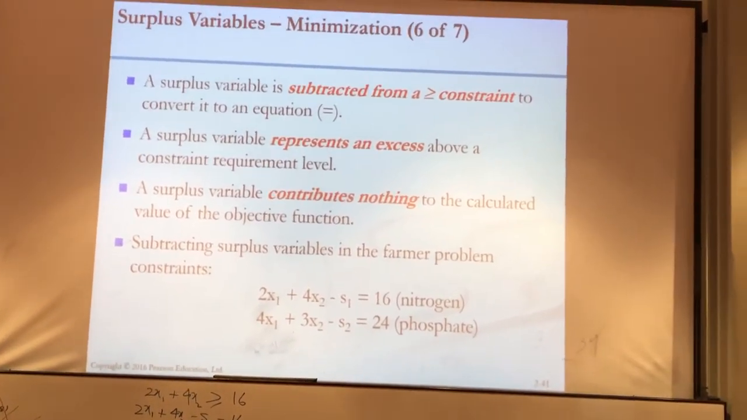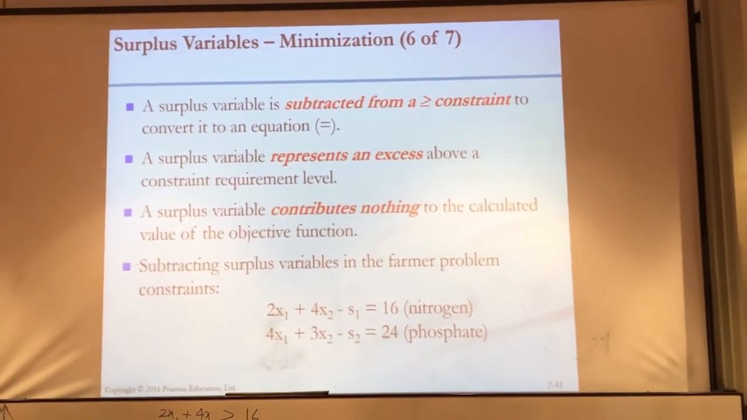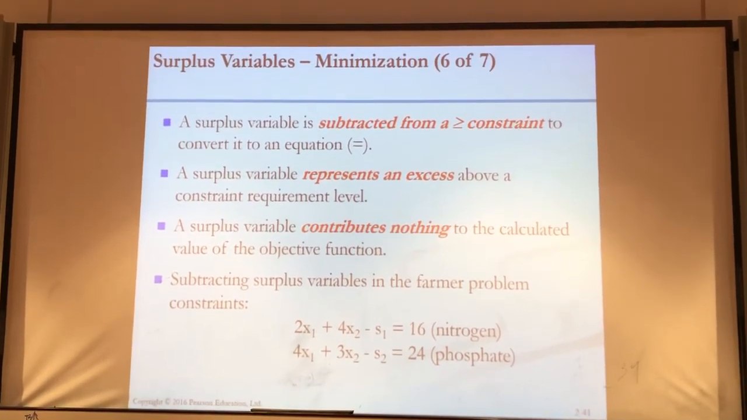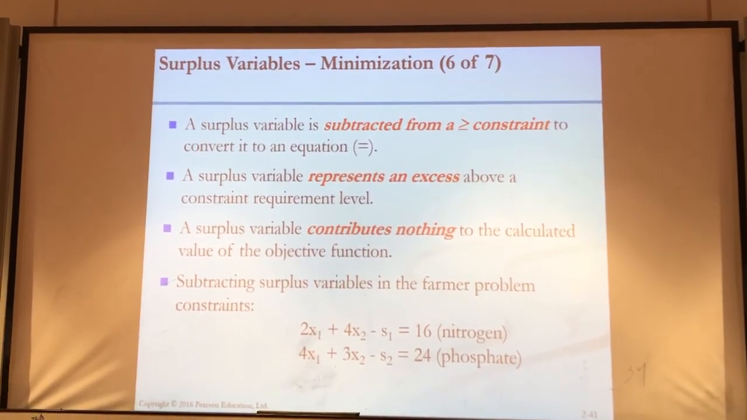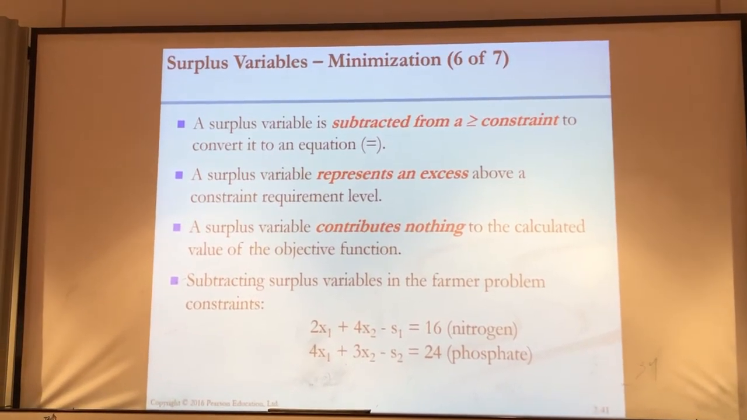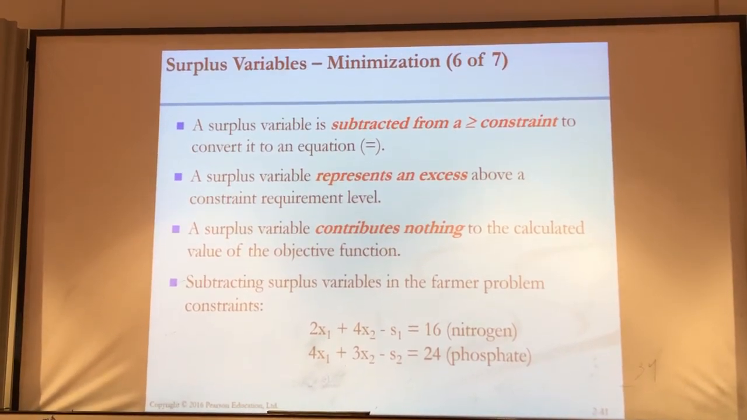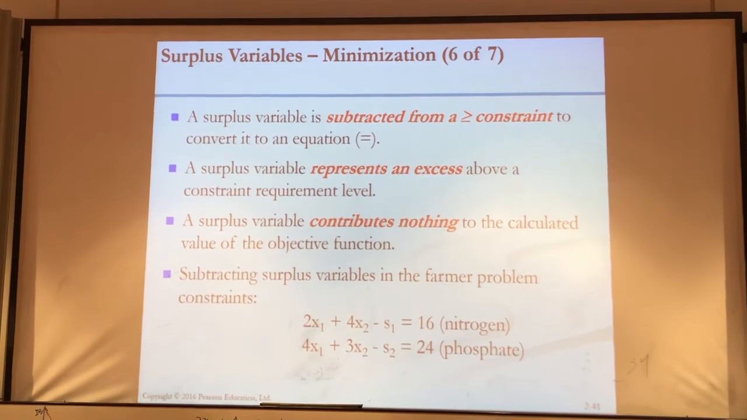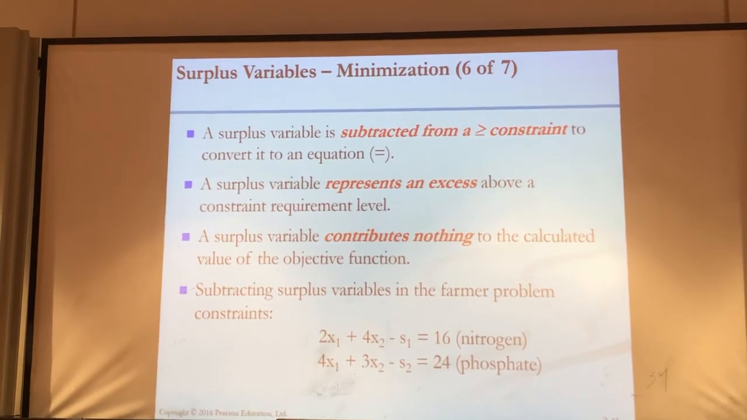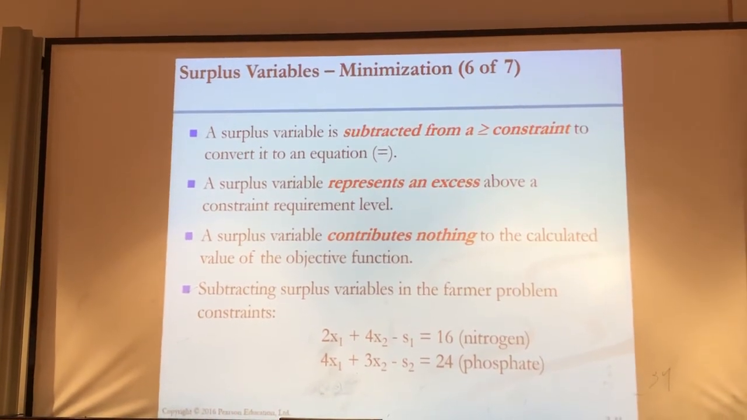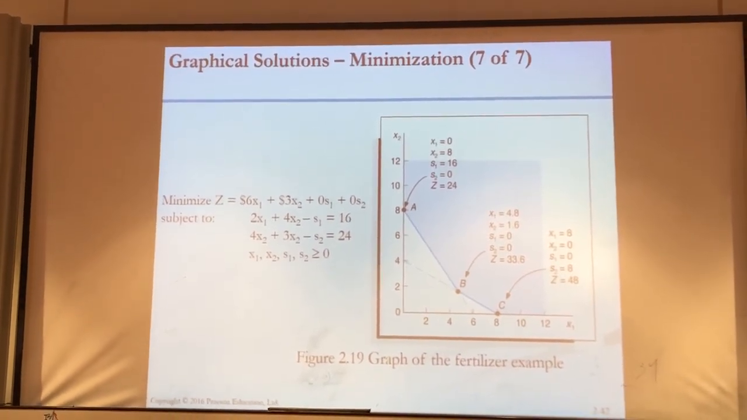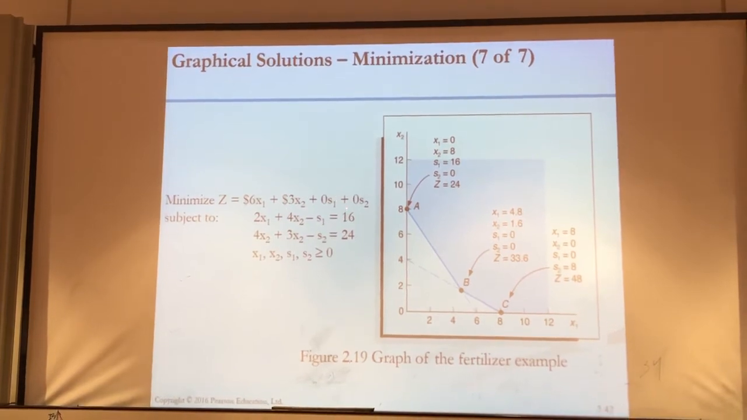Here, actually, this is just an introduction. In graphic approach, we don't need these surplus variables or slack variables, but to tell you that slack and surpluses can be added to make it equality constraints. Okay, a surplus variable contributes nothing to the calculated value of the objective function. Their coefficients in the objective function are 0, 0 s1 and 0 s2. So this is the objective function, 6x1 plus 3x2 plus 0 s1 plus 0 s2.